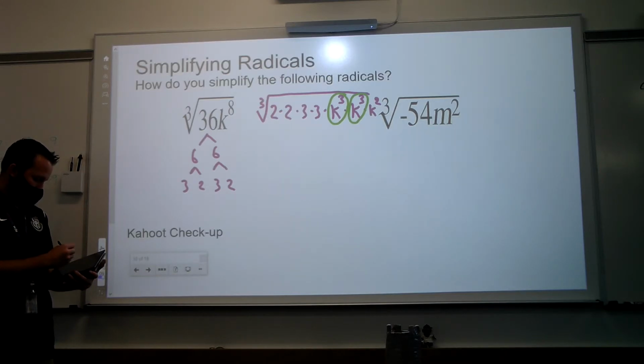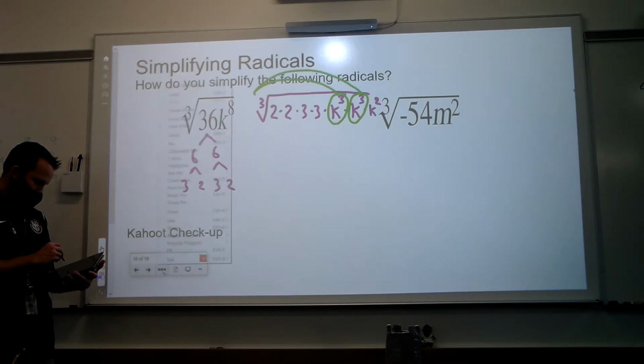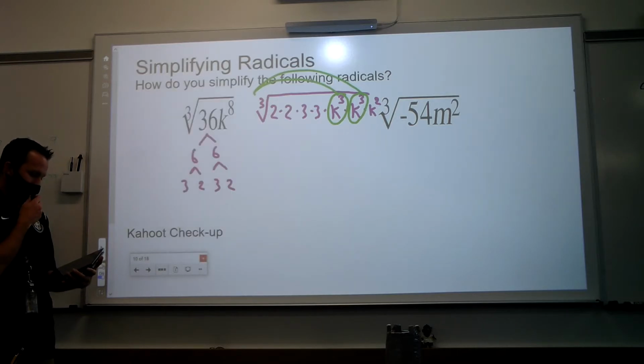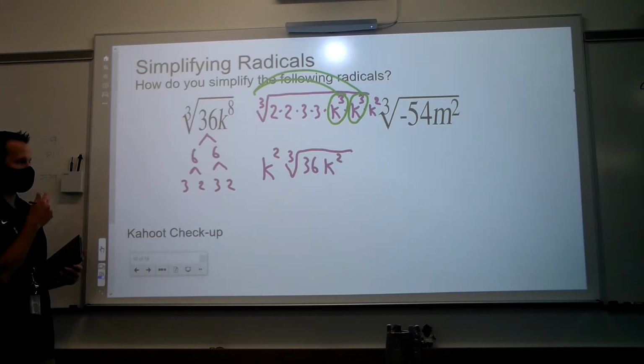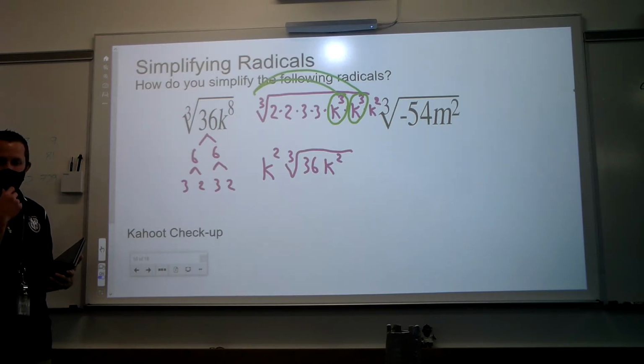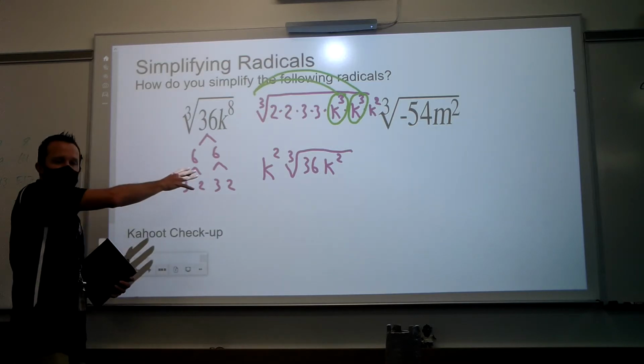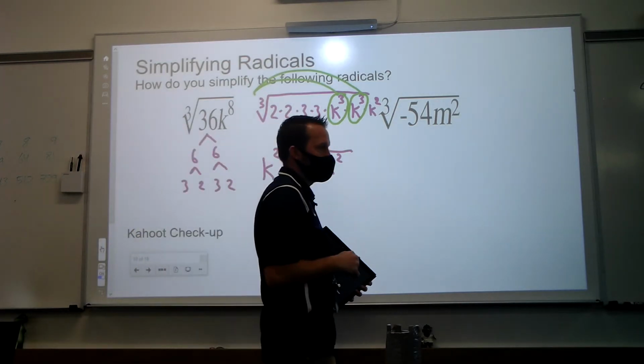So I'll have one K make it to the front, the other two die from that group. One K makes it to the front, so how many K's are out in front? Two. But I'm going to write it as K times K, so that's K squared. On the inside, none of the numbers made it out, so I still have 36, and then there was still a group of two that was left over. They didn't have enough to escape. Do you see how I did that here? Yes. All right.